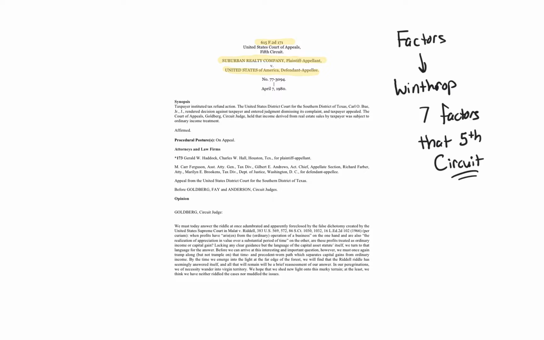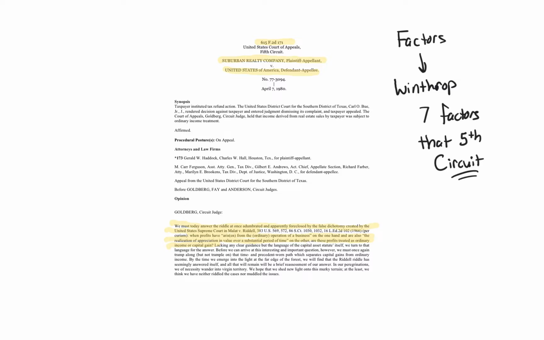So just like the other opinion, the court starts out: we must today answer the riddle at once adumbrated and apparently foreclosed by the false dichotomy created by the United States Supreme Court in Malat v. Riddell. When profits have arisen from the ordinary operations of business on the one hand, and also the realization and appreciation over a substantial period of time on the other, are these profits treated as ordinary income or capital? So that's basically how the other court started out. That's what I meant by other court. If I say other court, I'm talking about Winthrop.